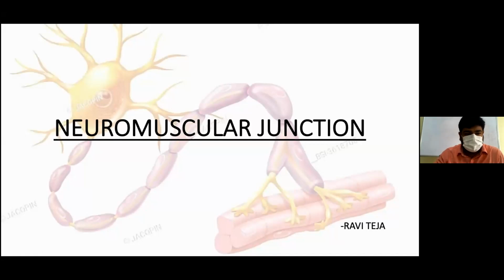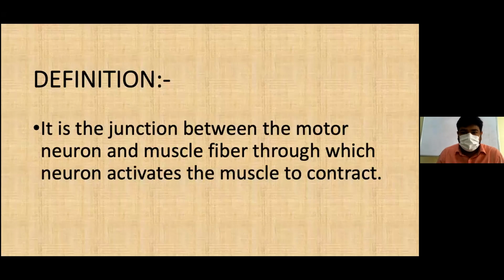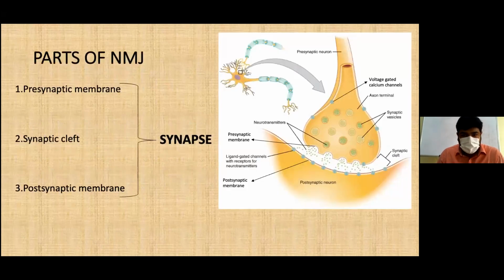Good morning, everyone. Today, I'm going to discuss the anatomy and physiology of the neuromuscular junction. It is defined as the junction between the motor neuron and muscle fiber through which the neuron activates the muscle to contract. Parts of the neuromuscular junction: it consists of the presynaptic membrane, synaptic cleft, and postsynaptic membrane. All these three together are called a synapse.